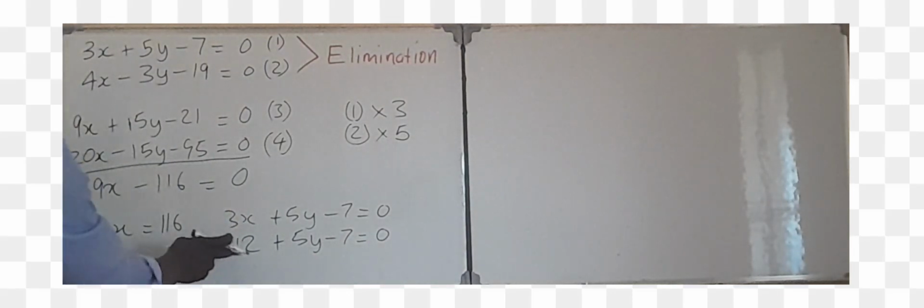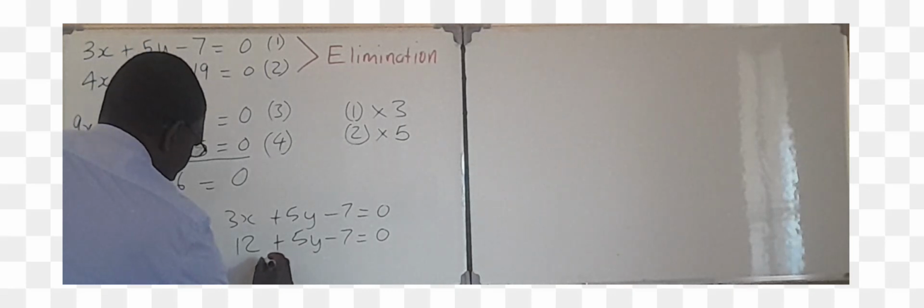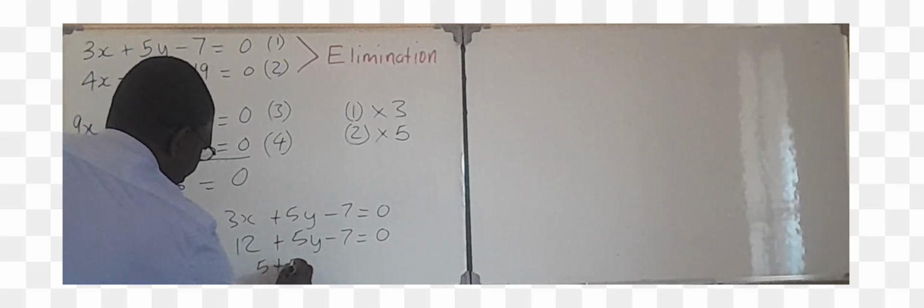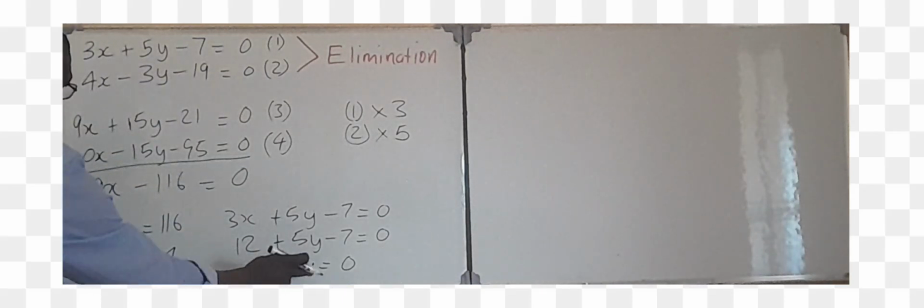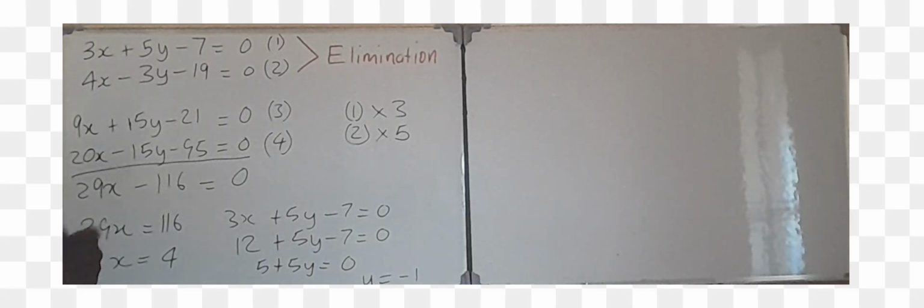So 12 minus 7, of course, is equal to 5. So 5 plus 5y is equal to 0. Now, if 5y plus 5 is equal to 0, then dividing through by 5, y is equal to minus 1. They are the two values of x and y, which simultaneously satisfy these two equations.